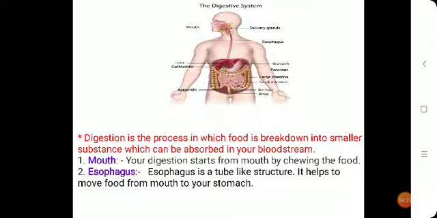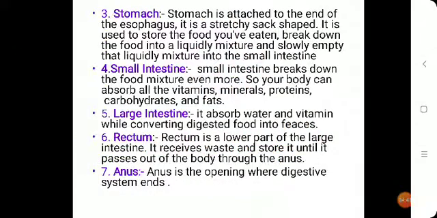Now the second part of the digestive system is the esophagus. The esophagus is a tube-like structure. It helps to move food from the mouth to your stomach. And what is the stomach? The stomach is attached to the end of the esophagus. It is a stretchy sac-shaped organ. It is used to store the food you have eaten, break it down into a liquidy mixture and slowly empty this liquidy mixture into the small intestine.